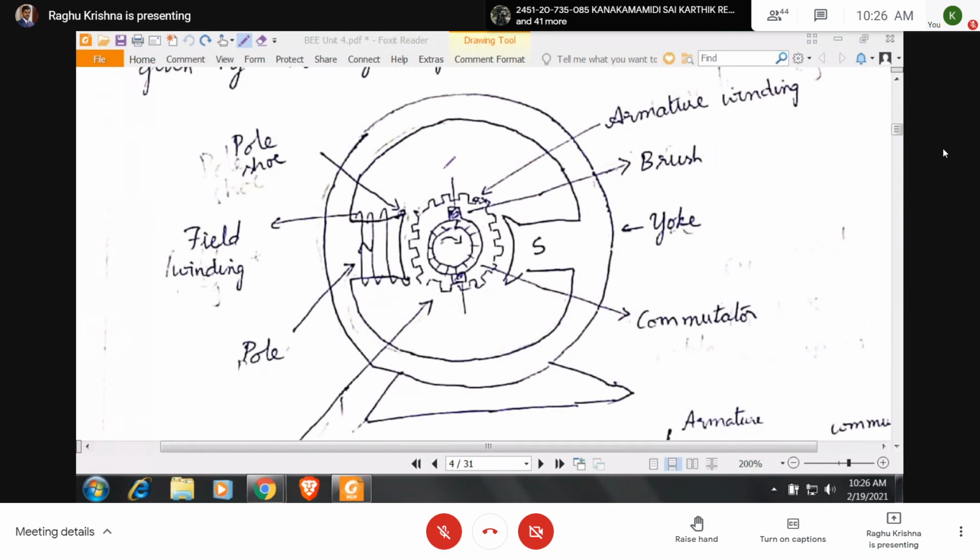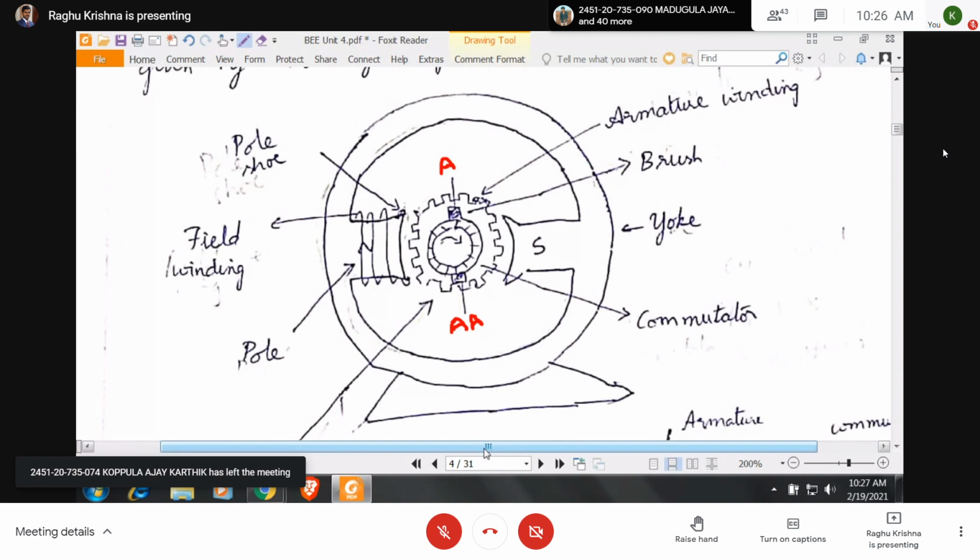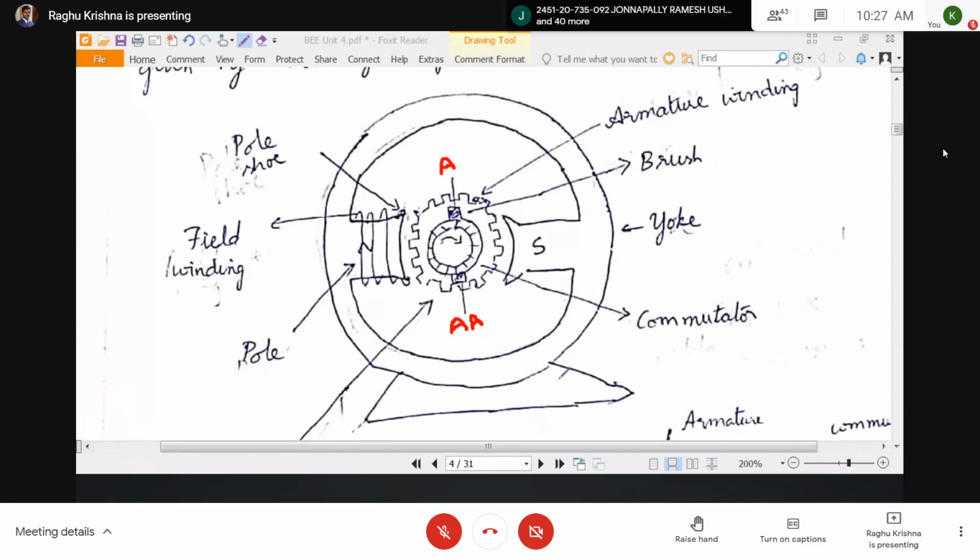So here, A A are the terminals of the armature where we are going to get the DC output voltage. The DC output voltage will be there between the terminals A and A. So let us see the working principle of this DC generator.